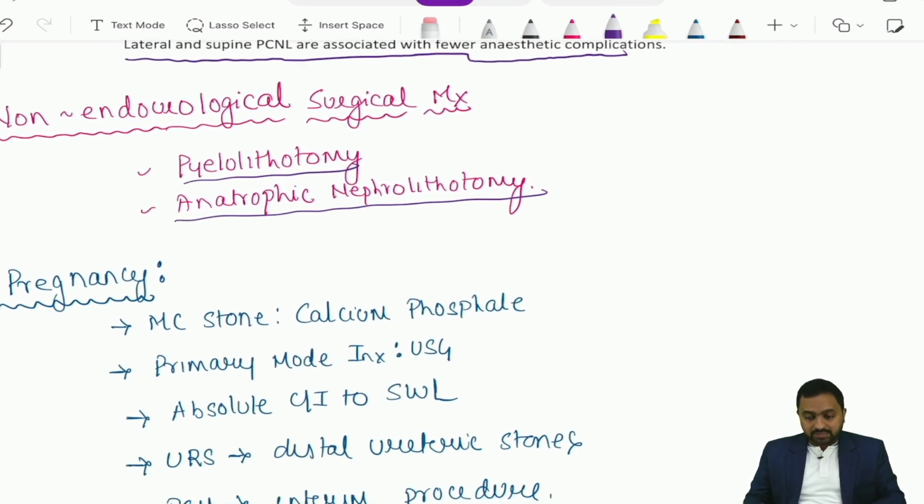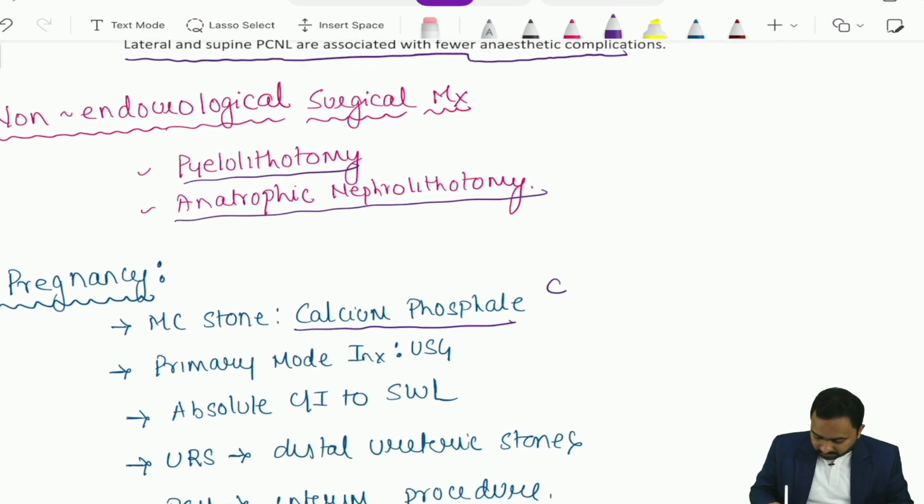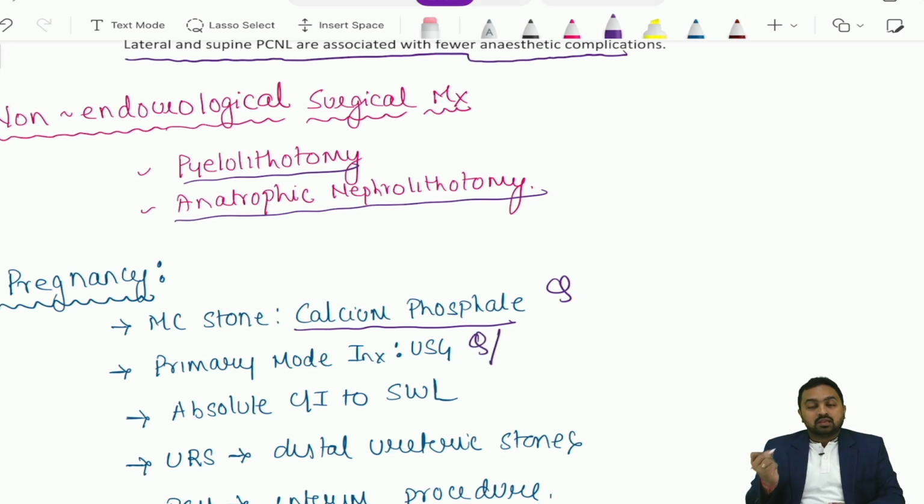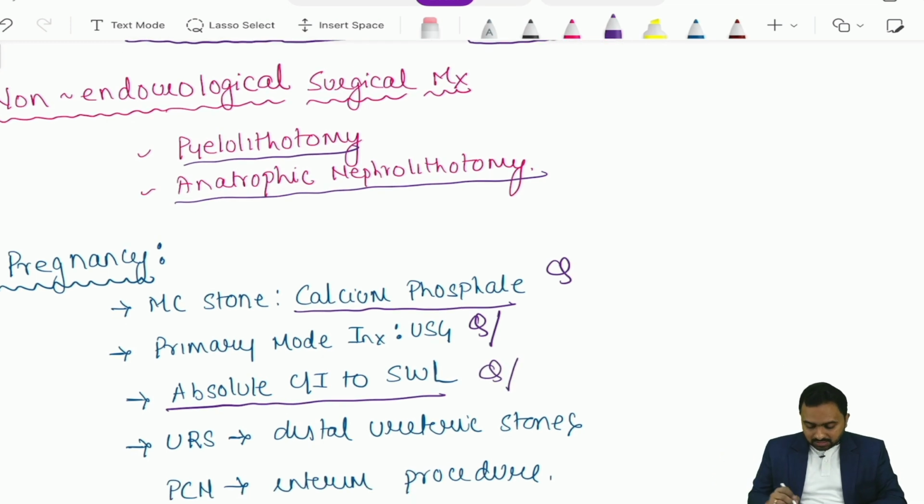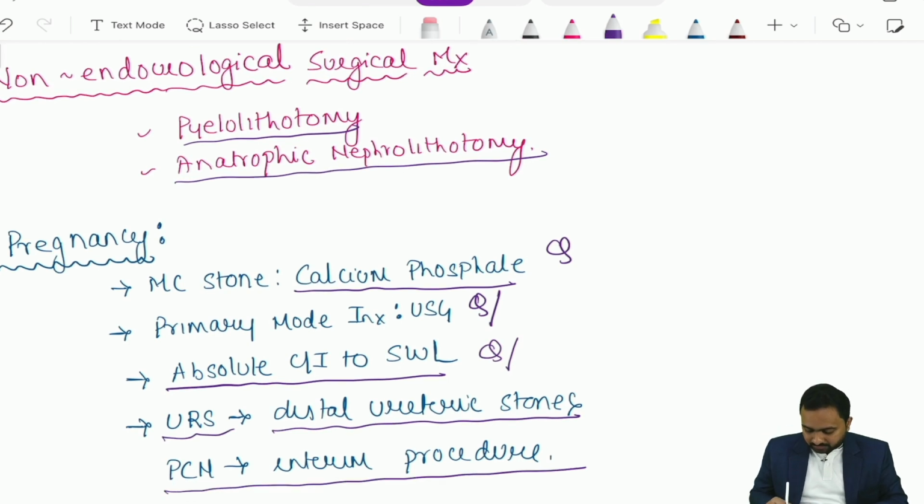Now in case of pregnancy, your most common stone is calcium phosphate. The primary mode of investigation will be ultrasonography. It is an absolute contraindication to shock wave lithotripsy. Now URS for a distal ureteric stone and PCN can be used as intermediate procedures to relieve obstruction in pregnancy, later followed by definitive management.